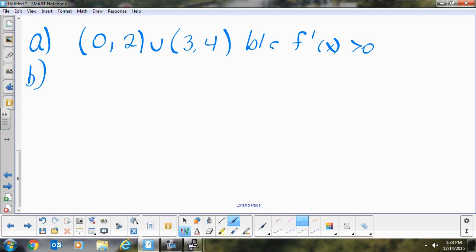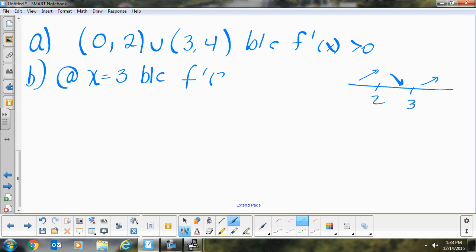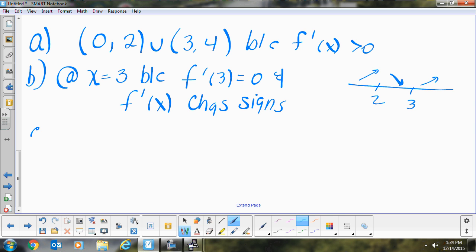All right, if I were to draw my chart, I've got 2 and 3. From 0 to 2, I'm increasing. From 2 to 3, I'm decreasing. From 3 to 4, I'm increasing. We want a minimum. Where's the minimum? X equal 3, because f prime of 3 was 0. Was it 0? And f prime of x changes signs.